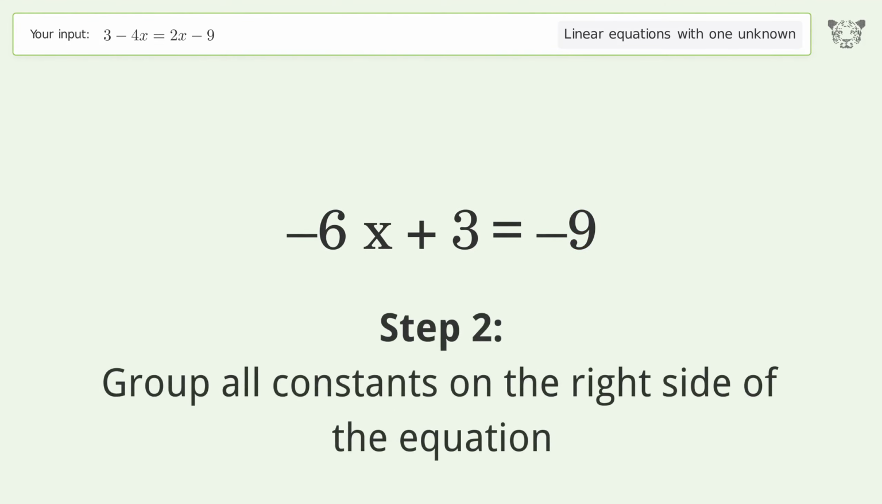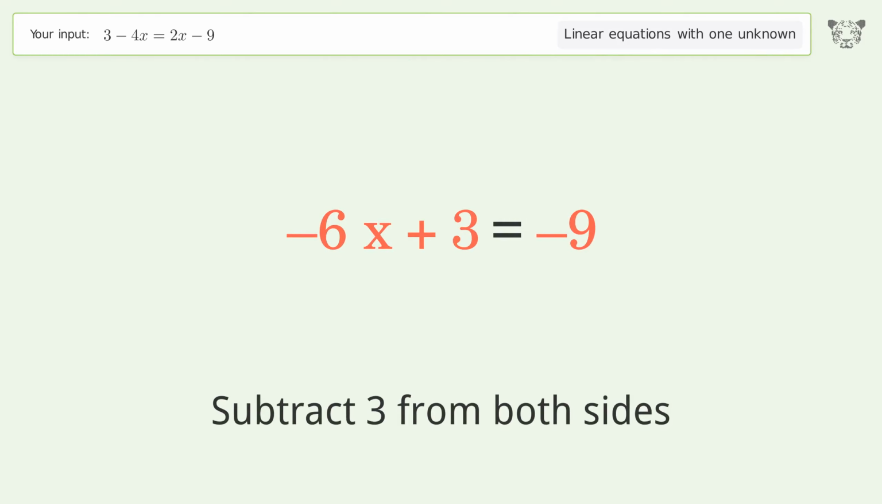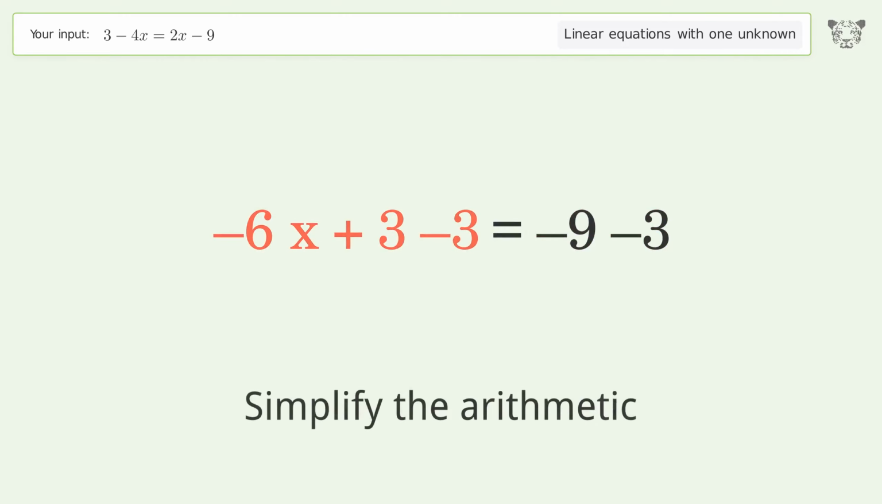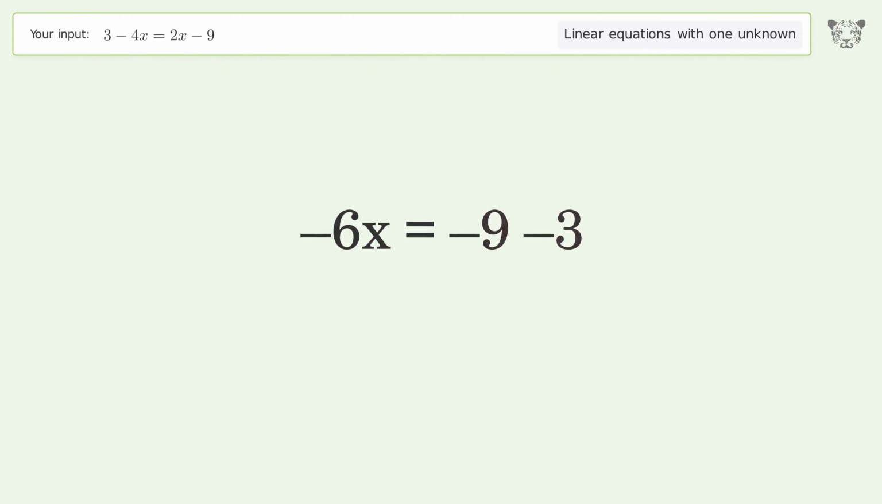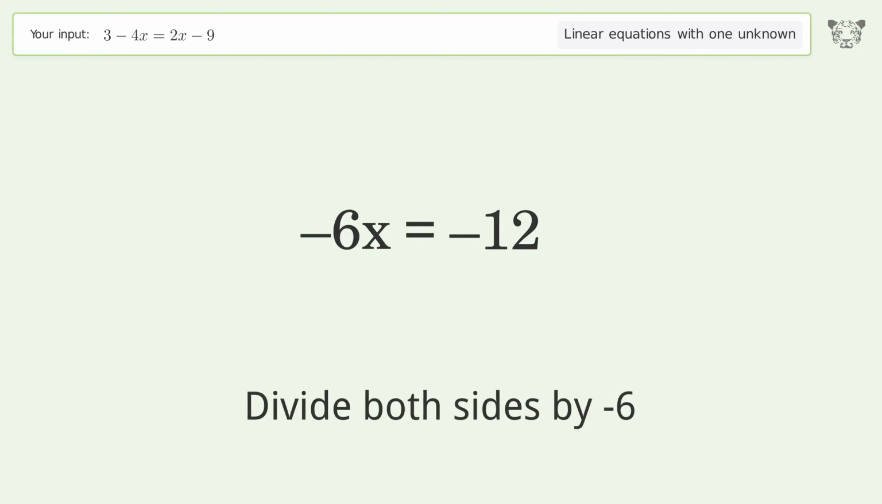Group all constants on the right side of the equation. Subtract 3 from both sides. Simplify the arithmetic. Isolate the x. Divide both sides by -6.